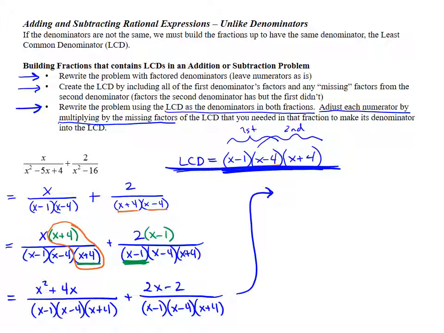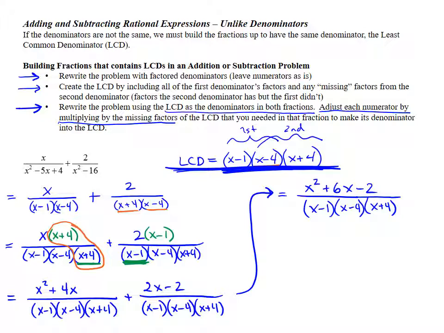I'm using an arrow to show that I'm coming up here. When I add the numerators, I get x squared plus 4x plus 2x is plus 6x, and then minus 2. And my denominator is x minus 1 times x minus 4 times x plus 4. So I now have a single fraction. The numerator is simplified. We generally don't multiply the denominator out. We leave it as is.